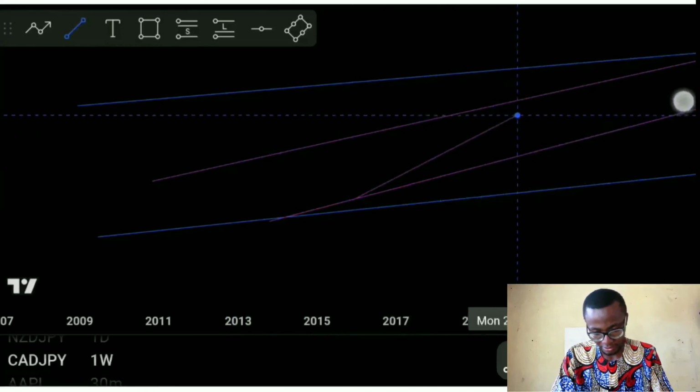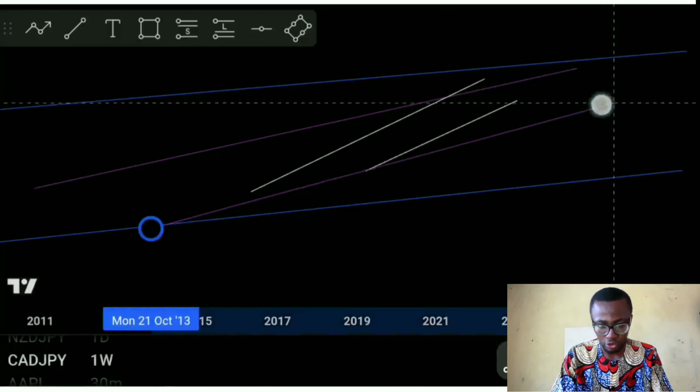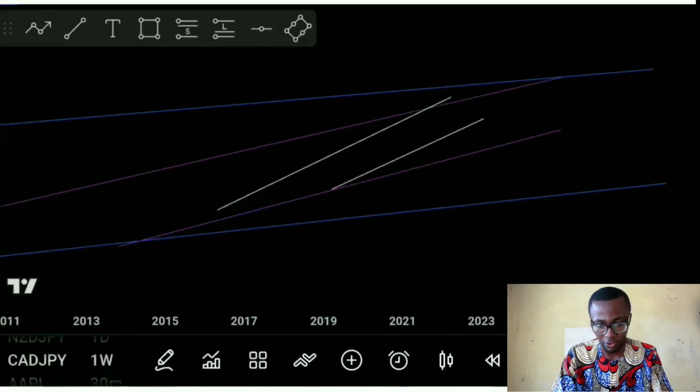We should have another uptrend again, which is the 4 hour. So let's make this one maybe white. Can you see? This white trend line is an uptrend for the 1 hour time frame. Then this purple trend line should be for the uptrend for the 1 day time frame. And this blue trend line should be an uptrend for the 1 week time frame.